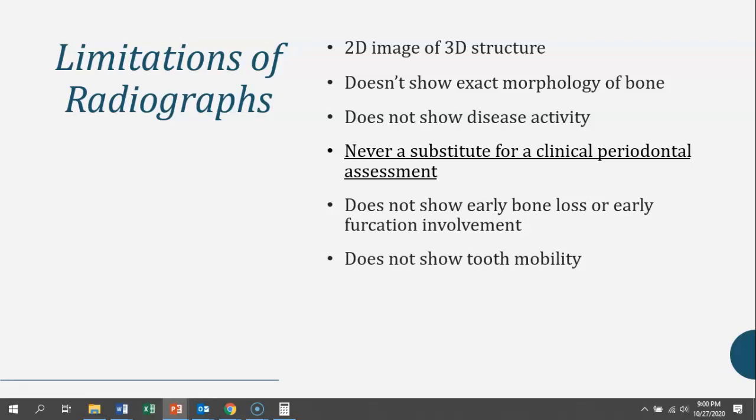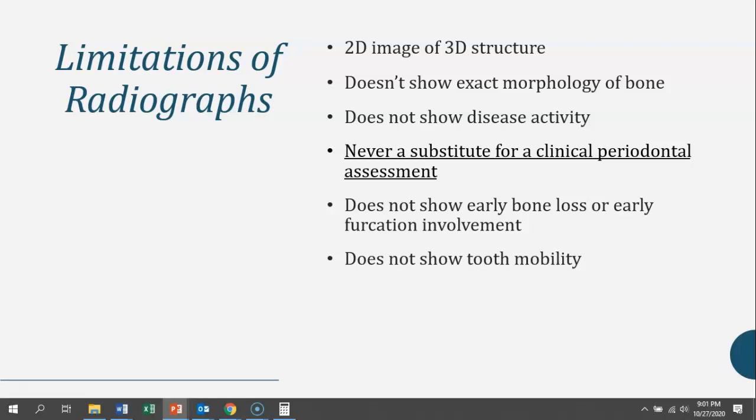Does not show early bone loss or early furcation involvement. So it really is dependent on the angle that you direct the beam, if you are lucky enough to catch a little bit of something, but usually you cannot see the destruction of the bone or the furcation involvement until it has gone quite a ways into the bone, especially for a furcation, because a lot of times the morphology of the root can block that little area that would be radiolucent.